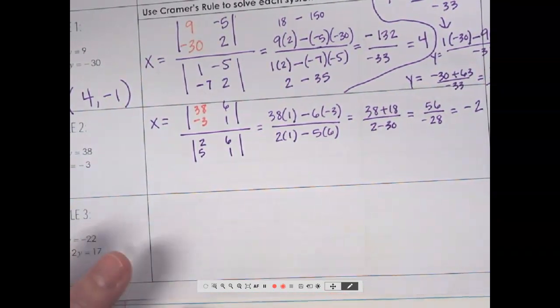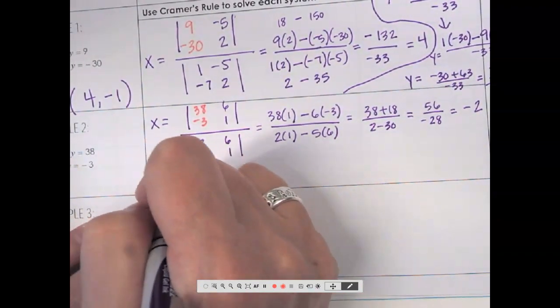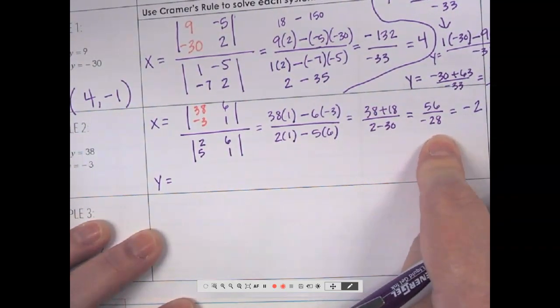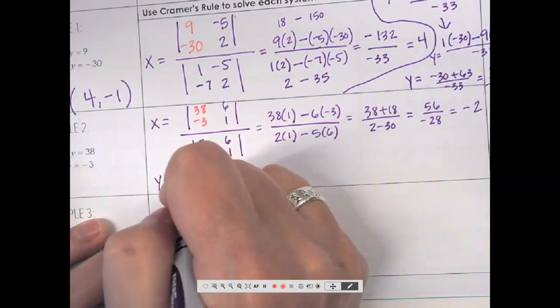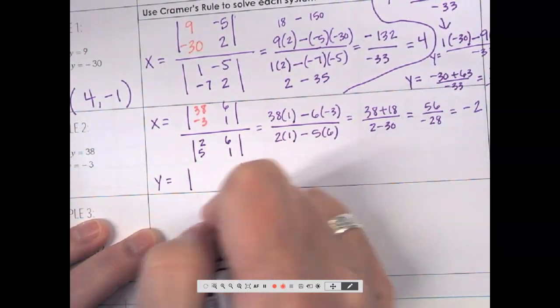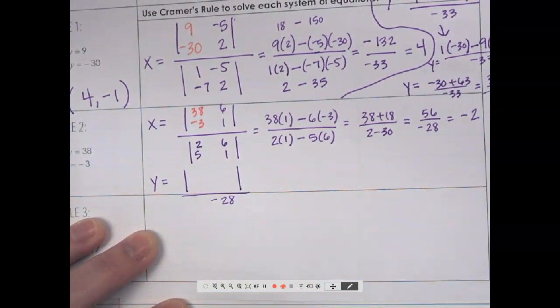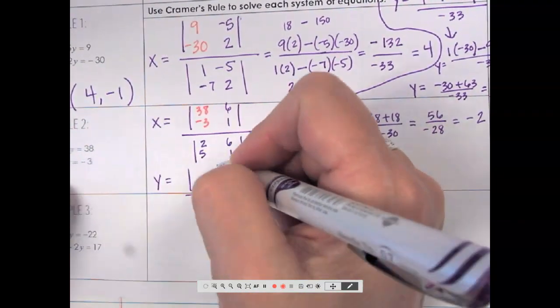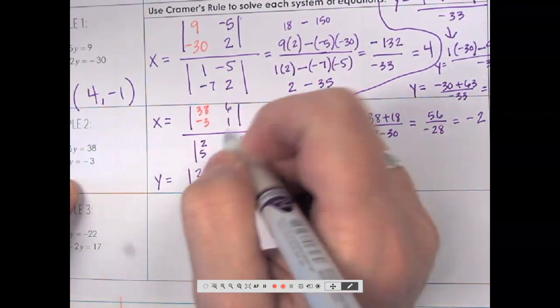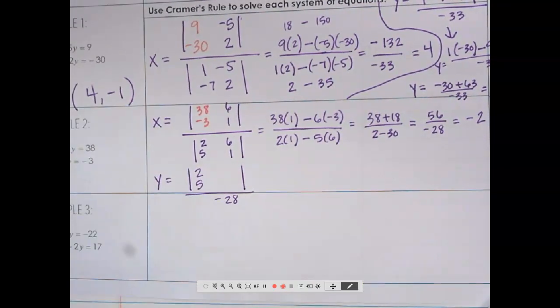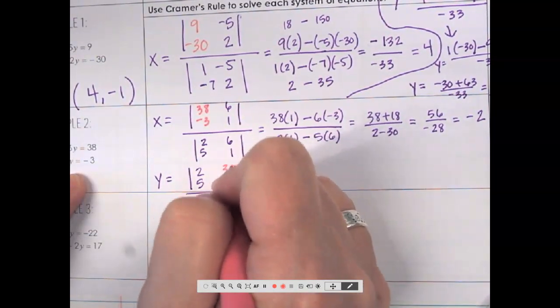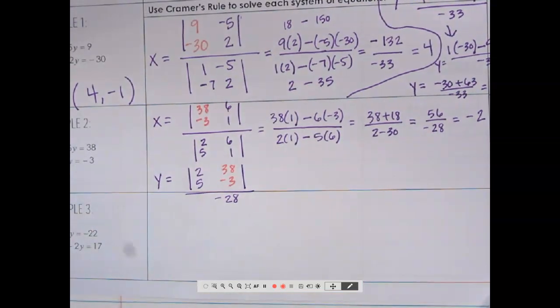Okay, so y is a lot quicker because the denominator we already know is negative 28. So all I really have to do is figure out that numerator and put it over negative 28. Okay, the numerator, I use the x coefficients. I do not use the y coefficients. I kick them out and replace them with the constants. And then we simplify that numerator.